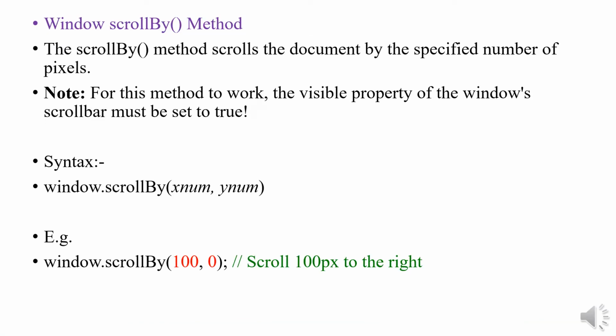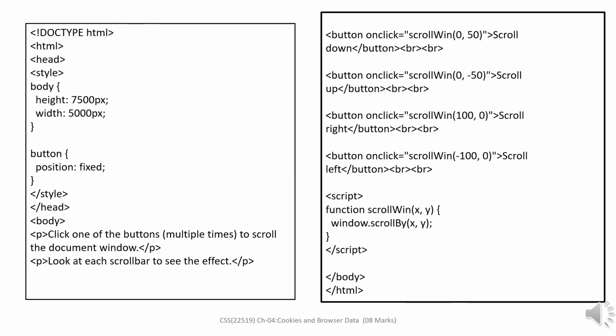Window scrollBy method. The scrollBy method scrolls the document by the specified number of pixels. For this method to work, the visible property of a window's scrollbar must be set to true. Syntax for this scrollBy method is window.scrollBy(xnum, ynum). Example, window.scrollBy(100, 0) scrolls 100 pixels to the right. This is the program.